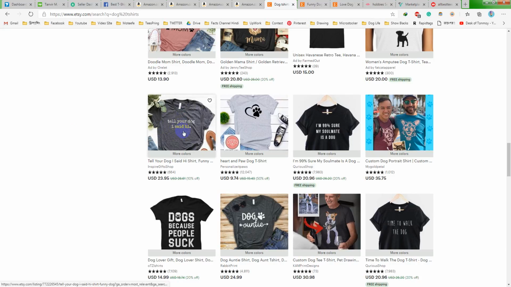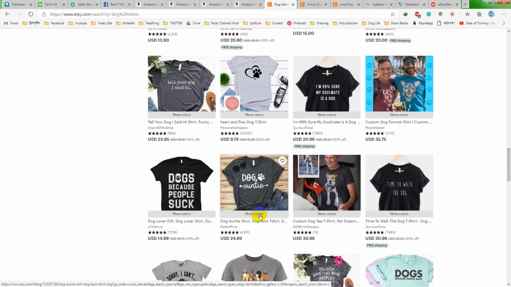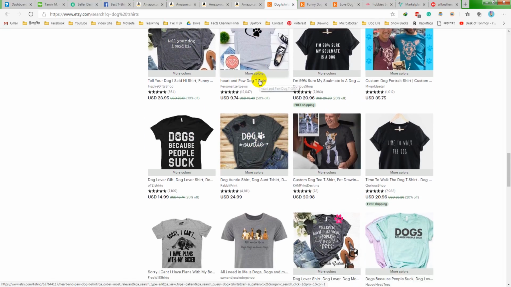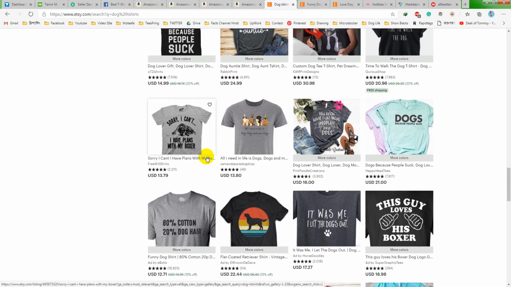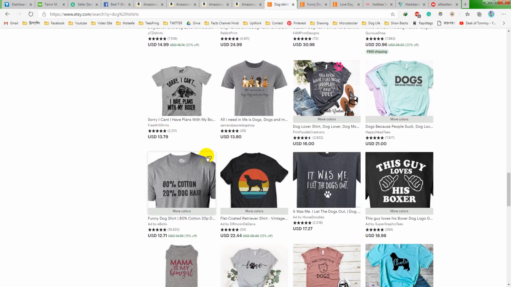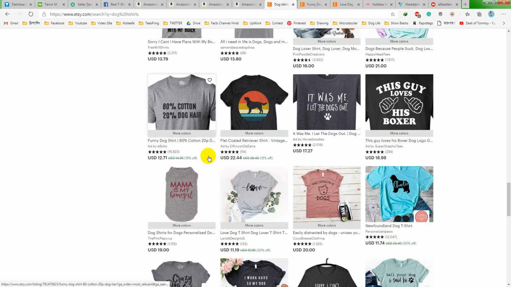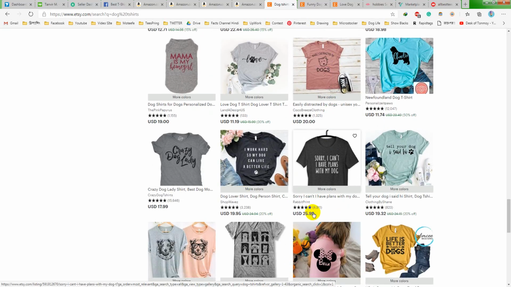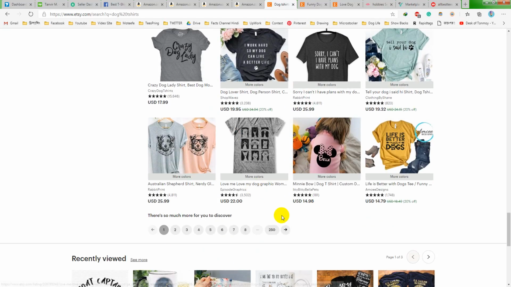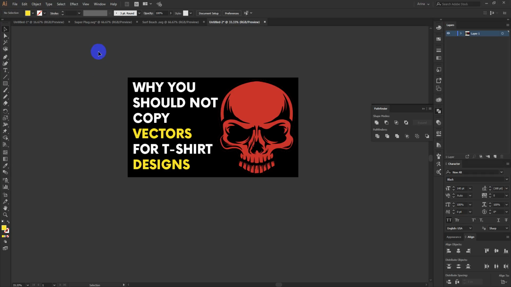You can see this one here, tell your dog I said hi. This is the kind of design people love to wear in real life. And if you are working for your client, or if you want to work on a marketplace like Upwork, Fiverr, these are the kind of designs you will get. And now of course you will get some other kind of works, like I can show you here.